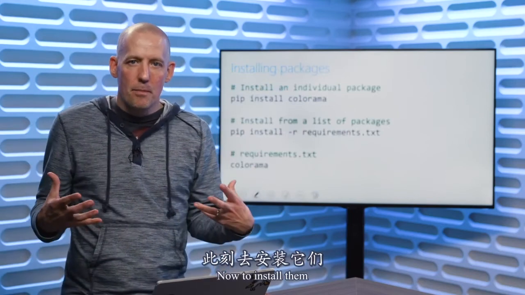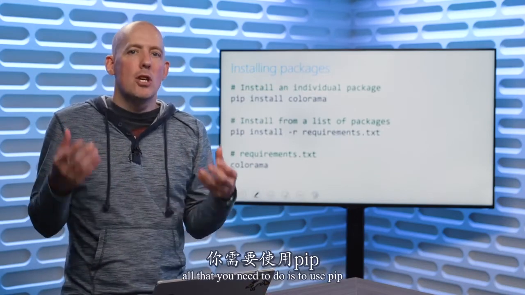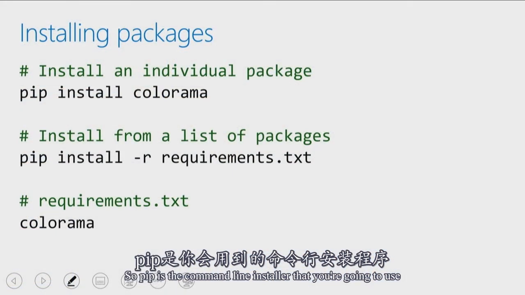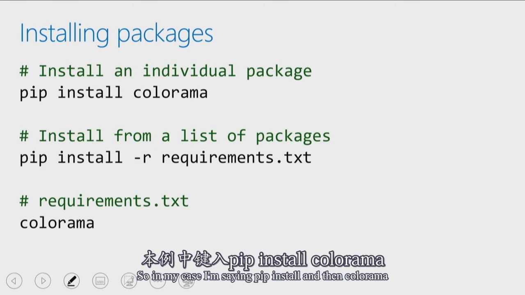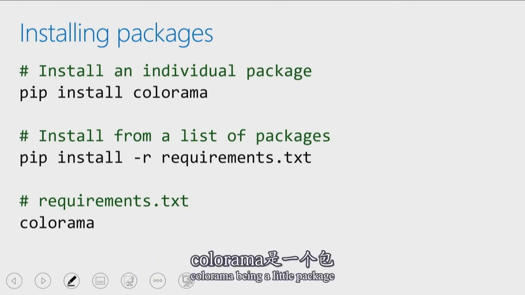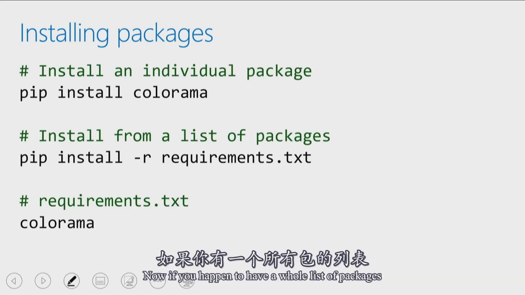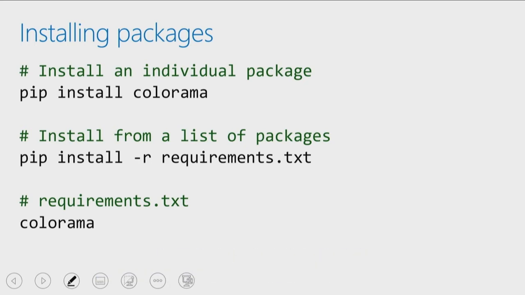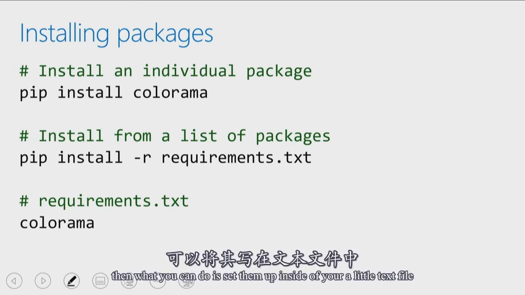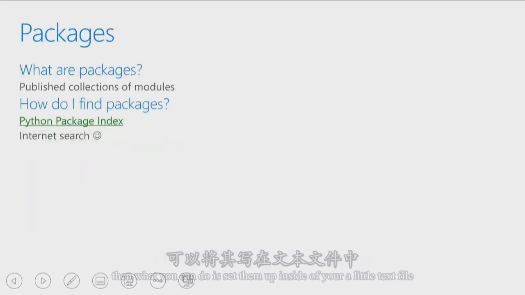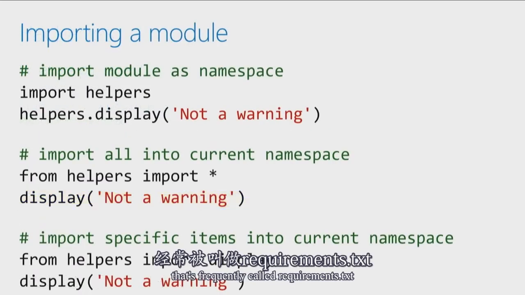Now, to install them, all that you need to do is to use pip. So pip is the command line installer that you're going to use. So in my case, I'm saying pip install and then Colorama. Colorama being a little package that will help you easily change the color of text when you do your print. Now, if you happen to have a whole list of packages that you want to be able to install, then what you can do is set them up inside of a little text file that's frequently called requirements.txt.